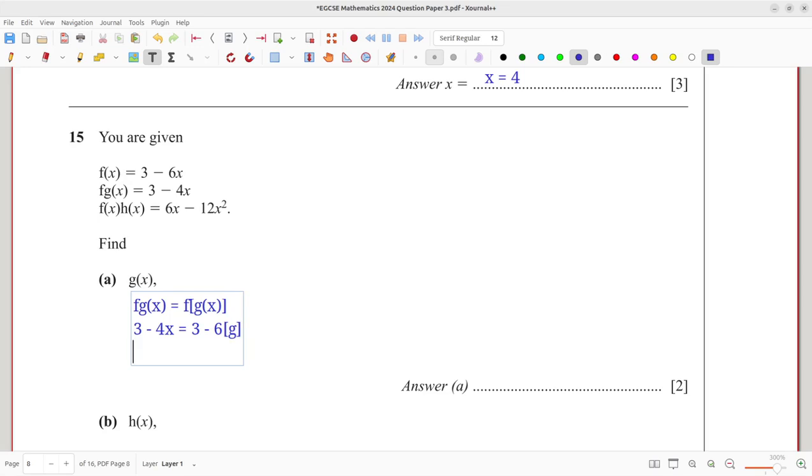Solving for g, you are going to subtract 3 from both sides, then you get your minus 4x is equals to minus 6g. Then divide by minus 6 on both sides, then you are going to get that your g is equals to 4x divided by 6, which is equals to, g is actually your 2 over 3 x. Nice one.